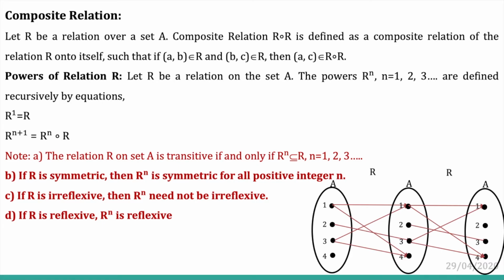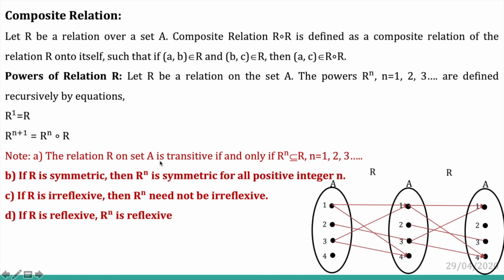Based on this definition of the composite relation of the relation R onto itself, the powers of relation R are defined by the recursive equations, where the first power of R is given by R itself and the (n+1)th power of R is defined as the composite relation of R and its nth power. There are a few important notes to remember regarding properties of R and its nth power.